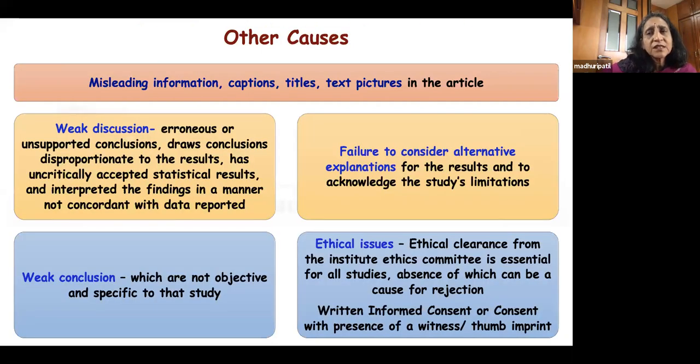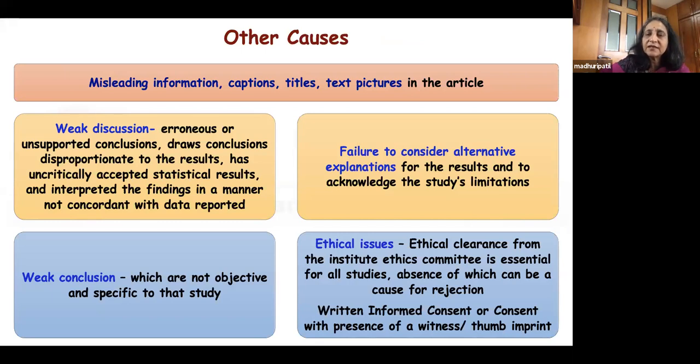Then the other causes for rejection could be misleading information, captions, titles, text, pictures in the article, or a weak discussion, where you have erroneous or unsupported conclusions, draw conclusions disproportionate to the results, have uncritically accepted statistical results, and interpreted the findings in a manner not concordant with the data reported. Then there could be failure to consider alternative explanations for the result and to acknowledge the study's limitations. There could be a weak conclusion which is not objective and specific to that study.